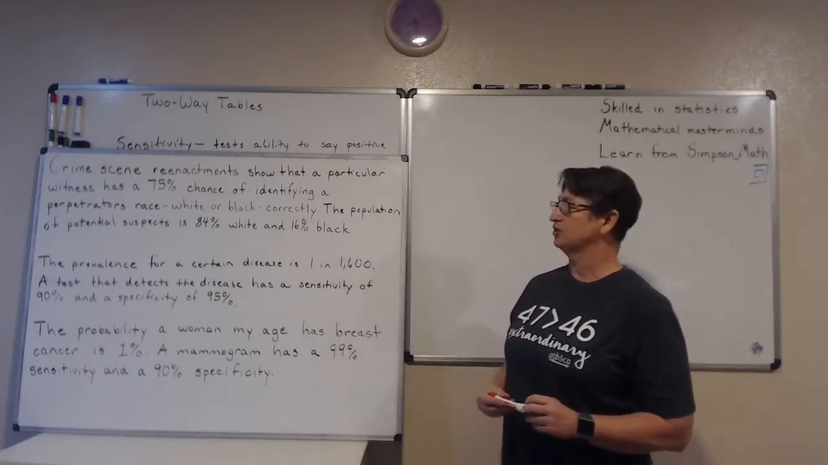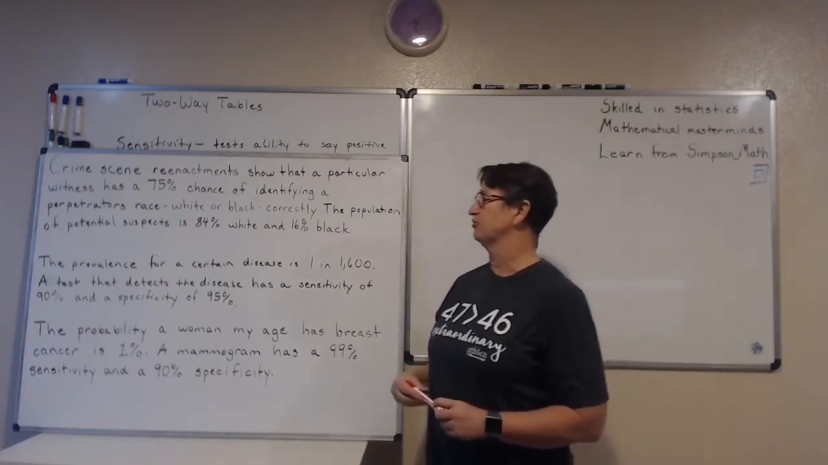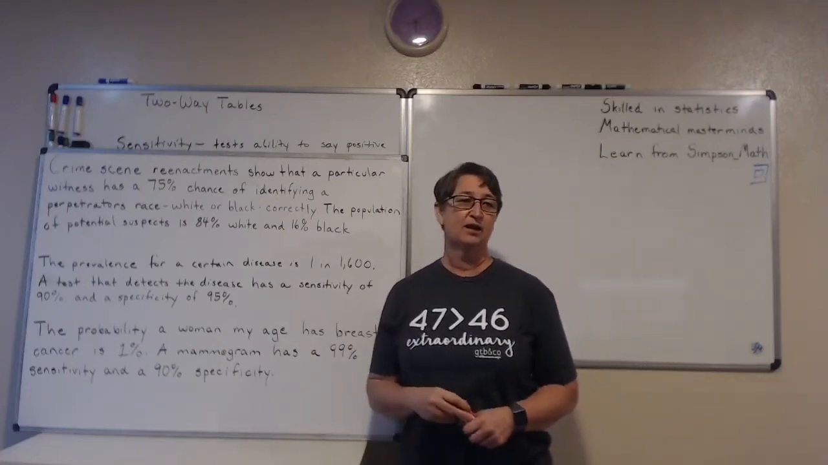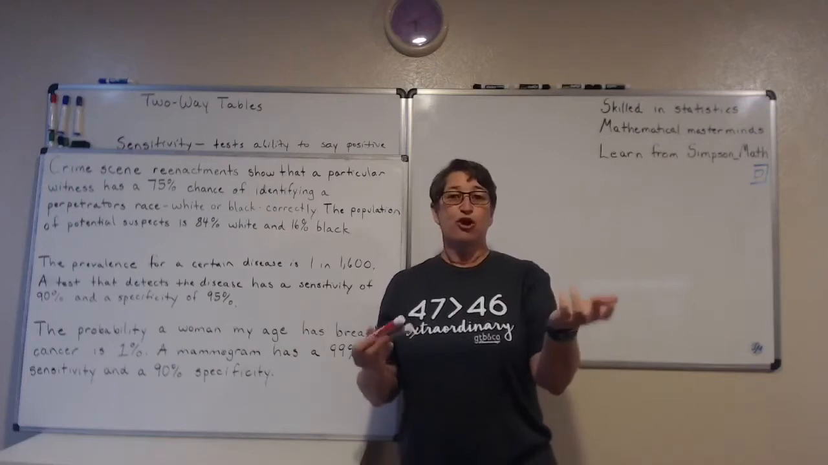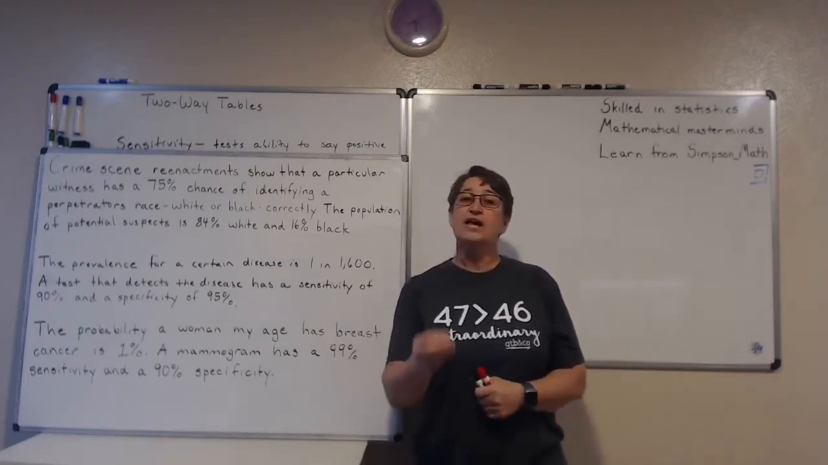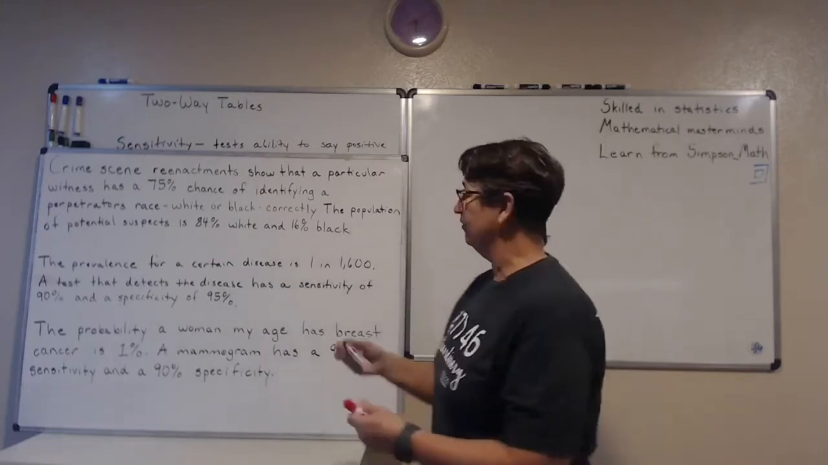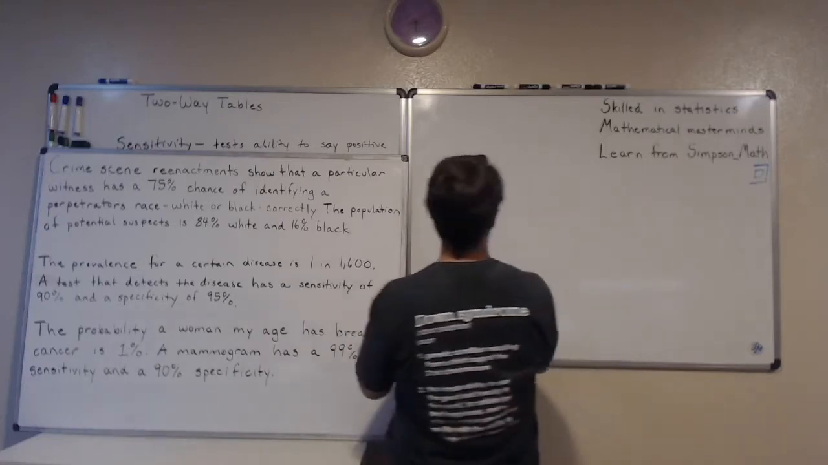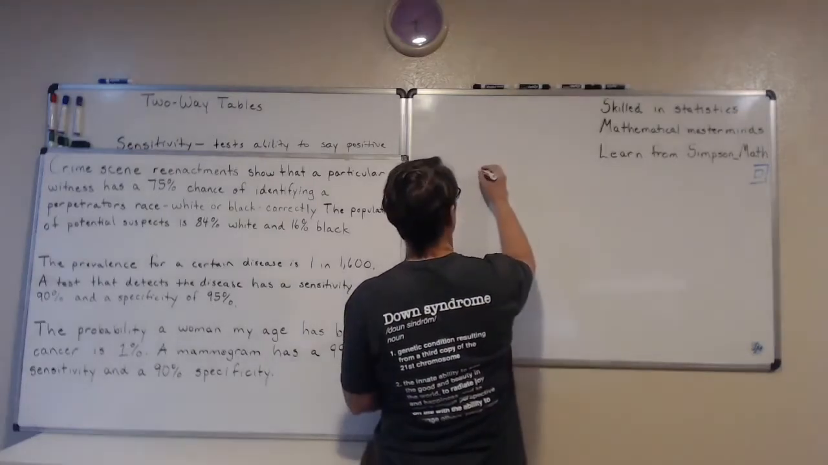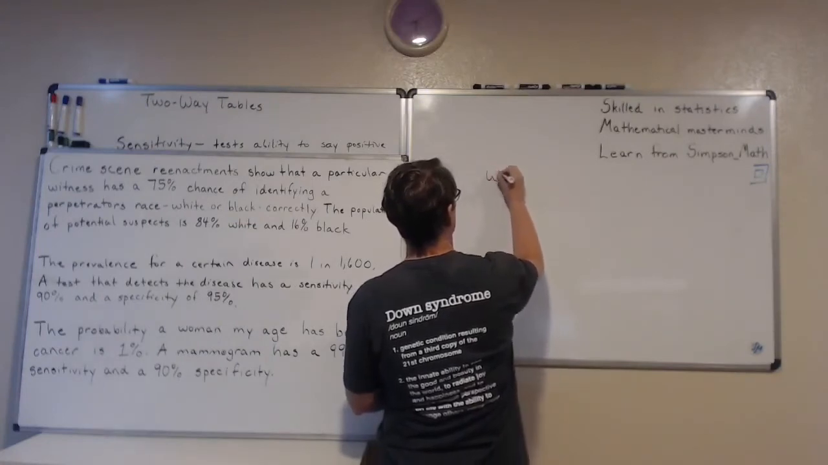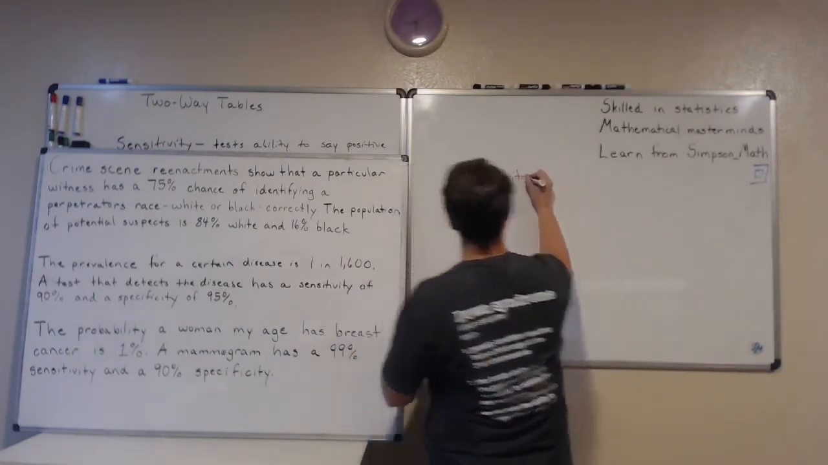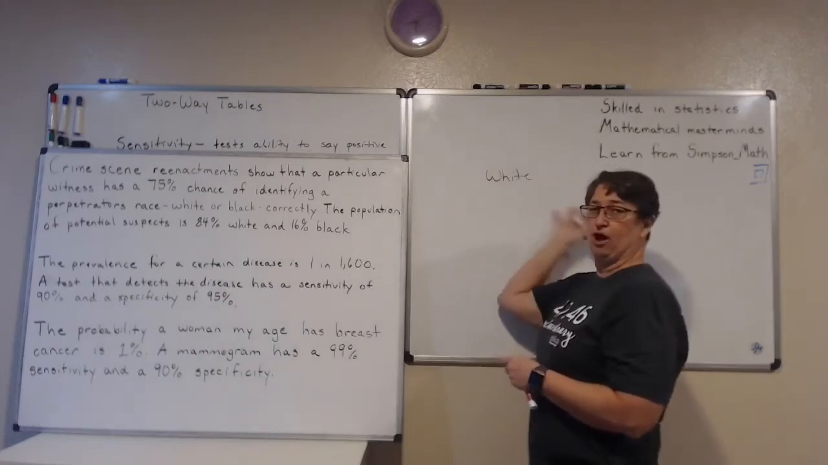The population of potential suspects is 84% white and 16% black. Good. So their race is one of the variables. The race is one of them, and the races are white or black. So that is one of the variables. I'm going to put that here. It doesn't matter if I put it along the column or along the row.